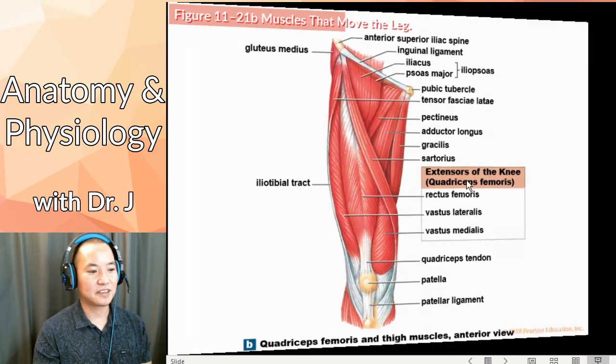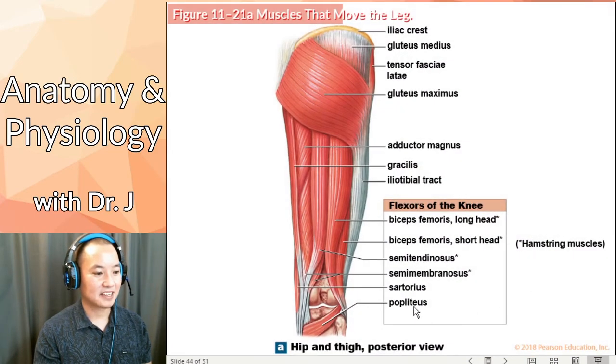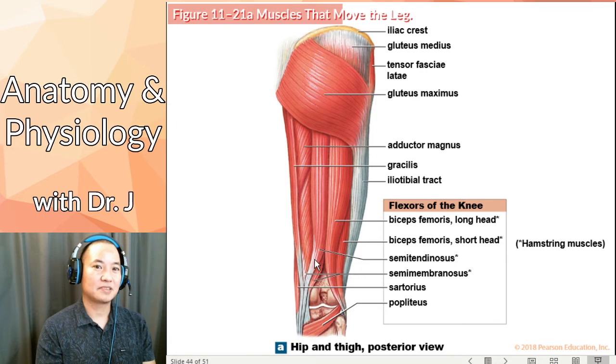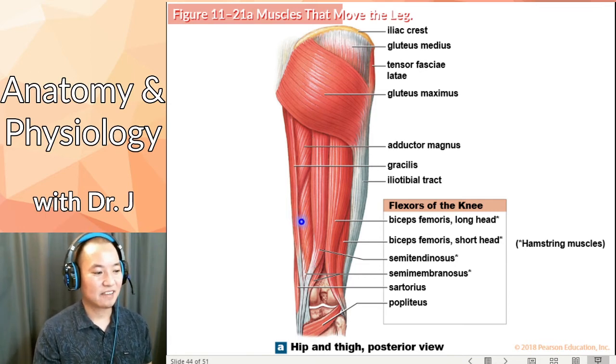So quadriceps in the front, hamstrings in the back. So what we have here is this biceps femoris, and it is just one muscle, but it has 2 heads. Again, 2 origins, 2 heads. Semitendinosus. Semi is a prefix meaning half, so it's like half tendon. So notice it's very skinny here. Semimembranosus. Membranes are flat sheets, so it's like saying this one's half like a flat sheet. And then you have popliteus.